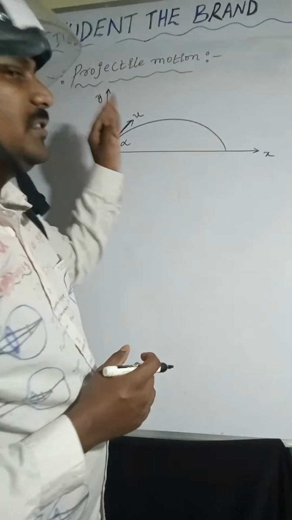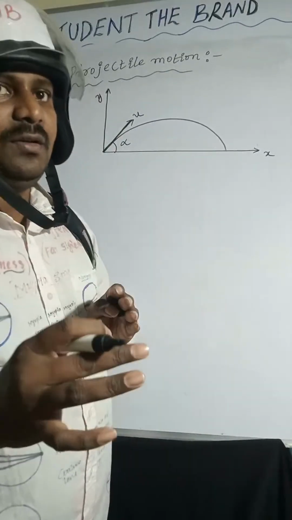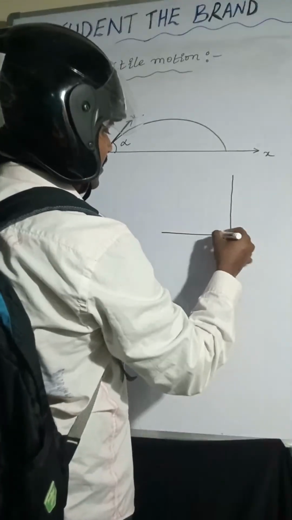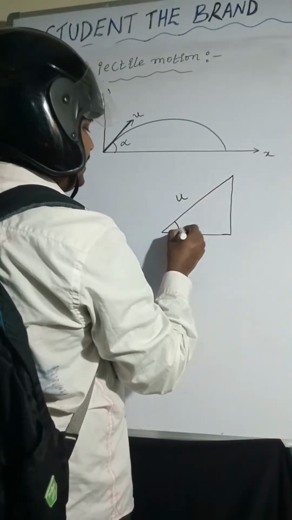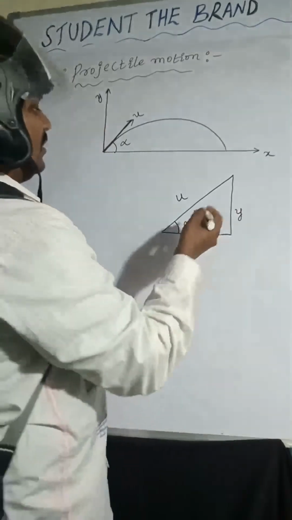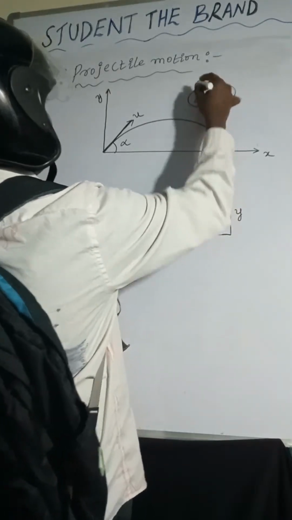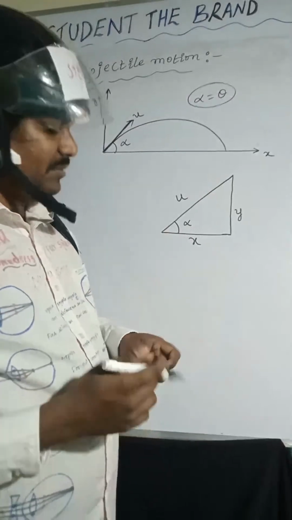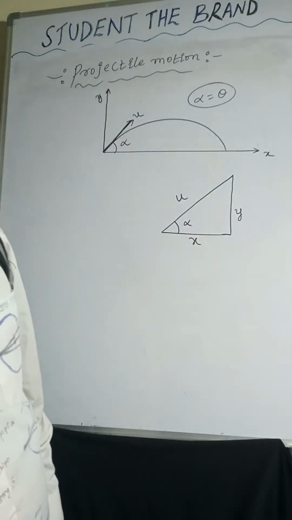So we have to resolve the components. I did one video on resolving the components of vectors, in scalars and vectors. So this initial velocity makes angle alpha, with the x-axis and y-axis. We can take theta also. That is your choice. If you take theta, fine. No problem.